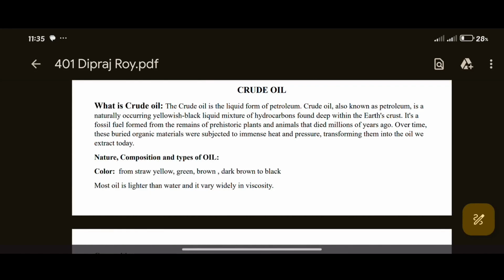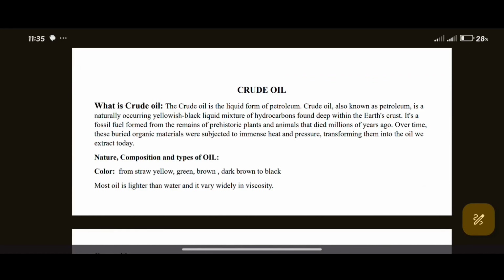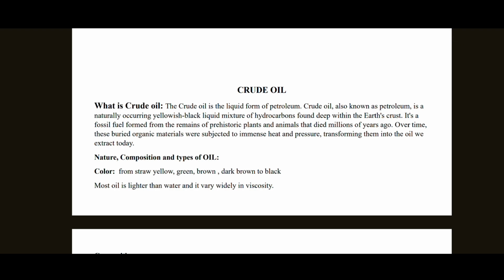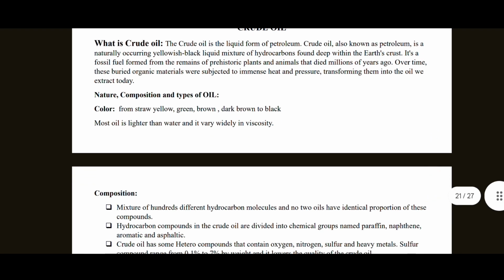Oil. So, what is crude oil? Crude oil is the liquid form of petroleum. Crude oil, also known as petroleum, is a naturally occurring bluish-black liquid mixture of hydrocarbons found deep within the earth's crust. It's a fossil fuel formed from the remains of prehistoric plants and animals that died millions of years ago. Over time, these buried organic materials are subjected to immense heat and pressure, transforming them into the oil we extract today. So, what is the nature, composition, and types of oil?